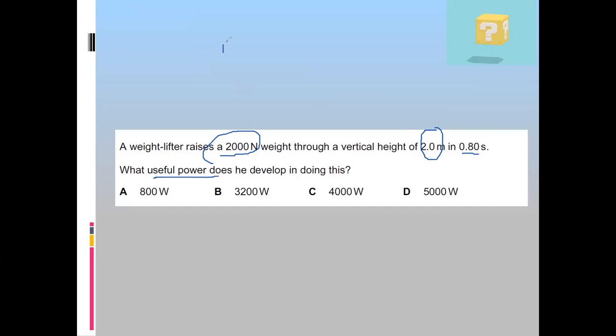We know power is equal to work divided by time, or power is equal to force times distance divided by time. So force is 2000, distance is 2, and the time is 0.8. So 4000 divided by 0.8 is equal to 5000 watts.